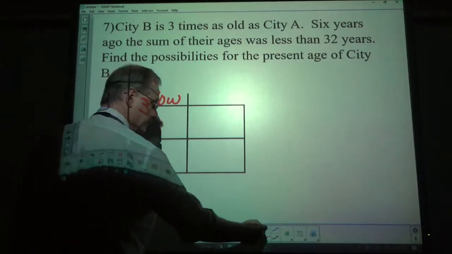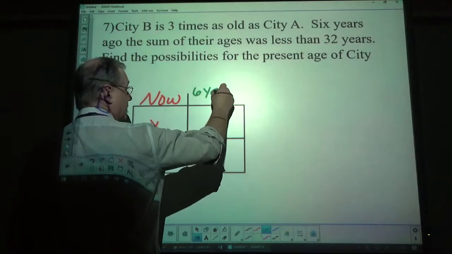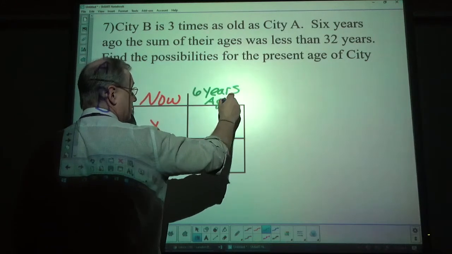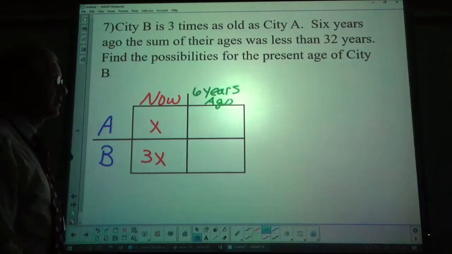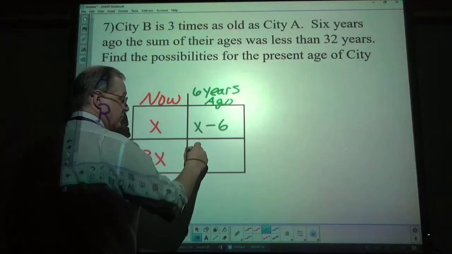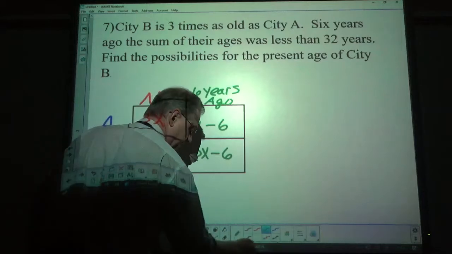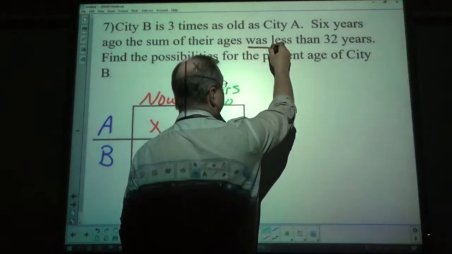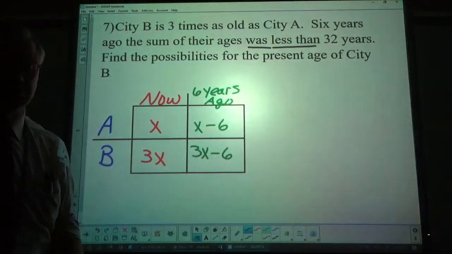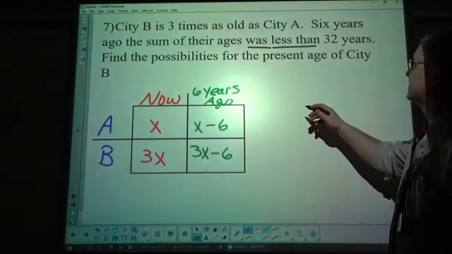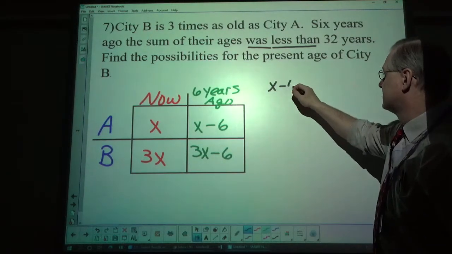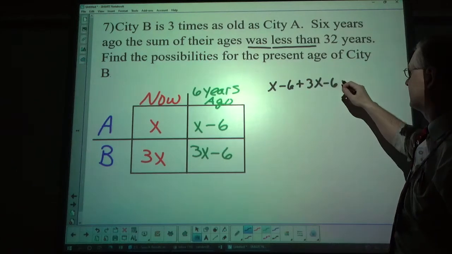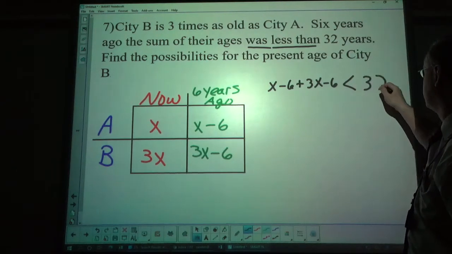6 years ago. So I'm going to subtract 6 from each of these. X minus 6, 3x minus 6. What about 6 years ago? The sum of their ages was less than 32 years. Was or is less than means a less than symbol. So the sum of their ages, x minus 6 plus 3x minus 6, less than 32.